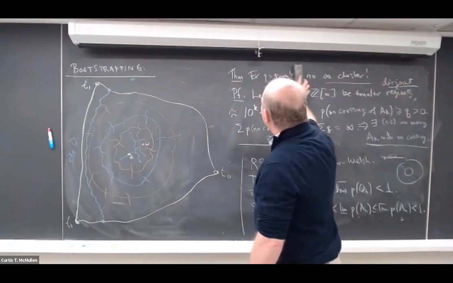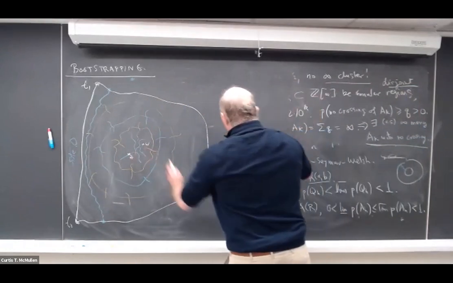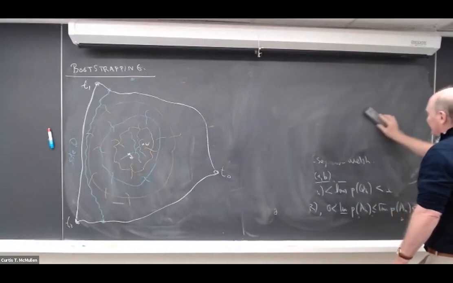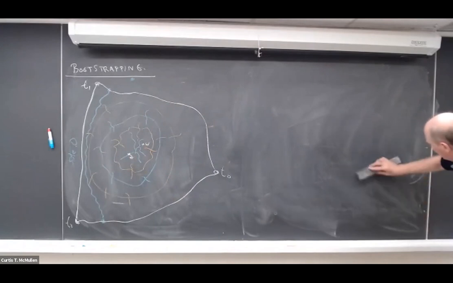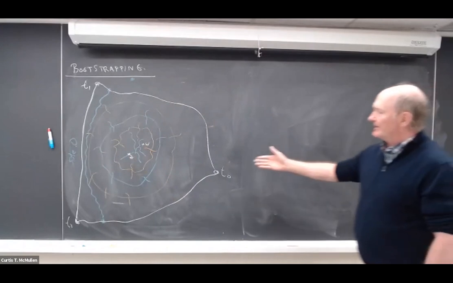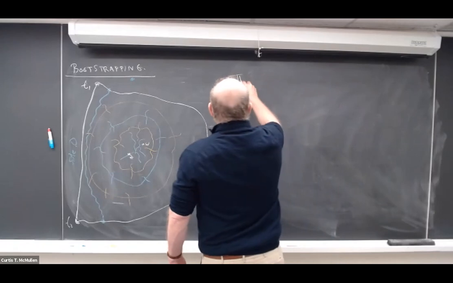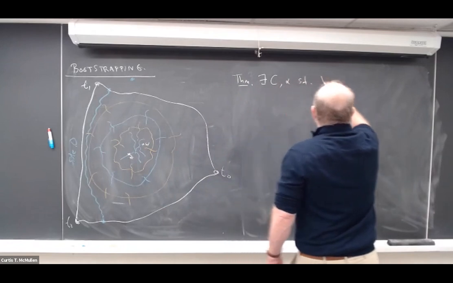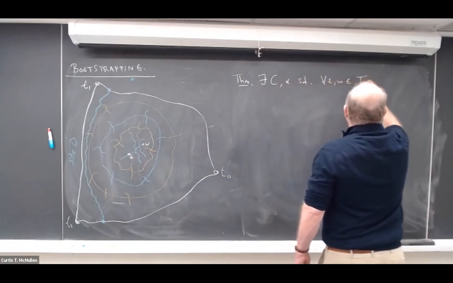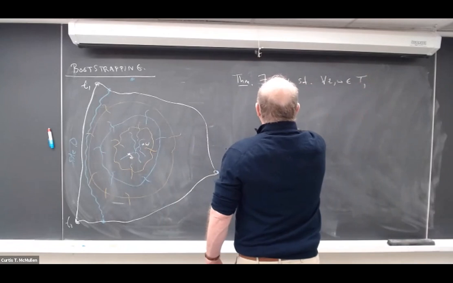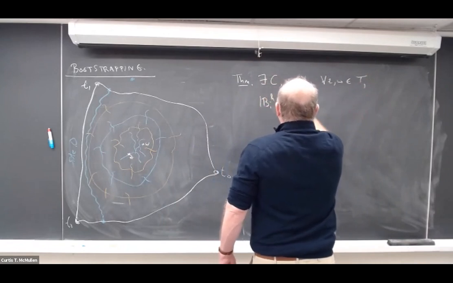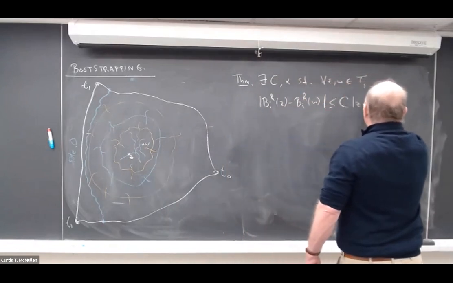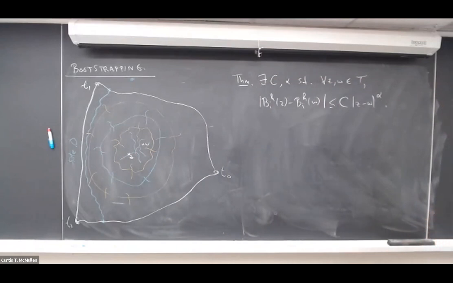So in fact, we can show that when Z and W are close together, they have very high probability of being in an island, and therefore their crossing probabilities are close. So the theorem is: there exist a C and an alpha such that for all Z and W in T, the absolute value of BIH of Z minus BIH of W is less than or equal to C times the absolute value of Z minus W to the alpha.